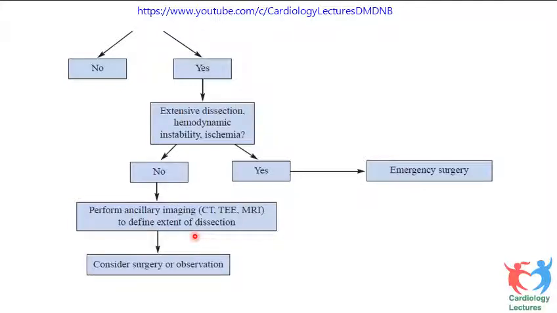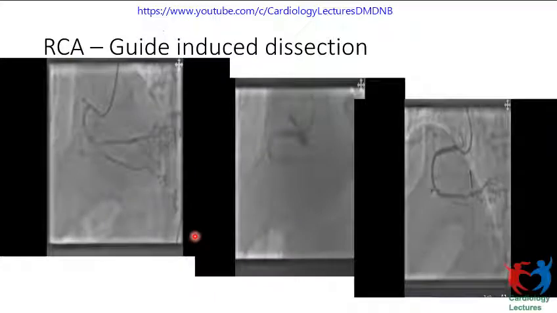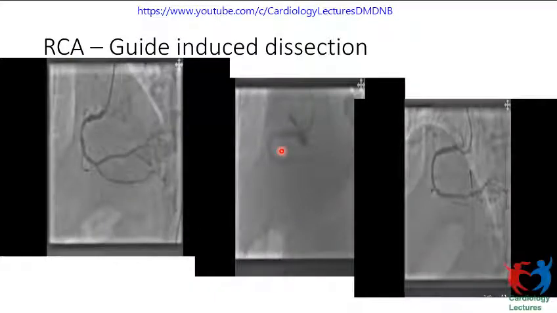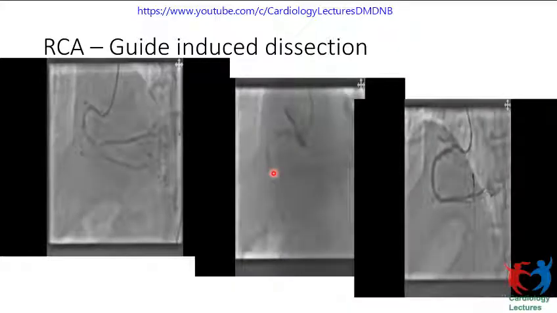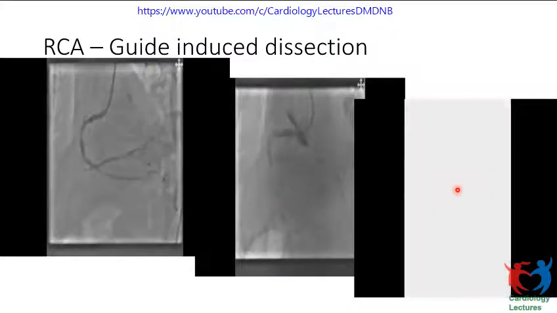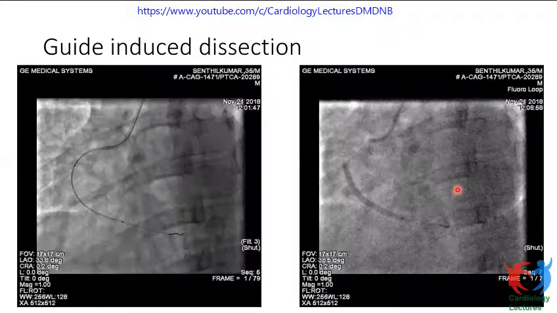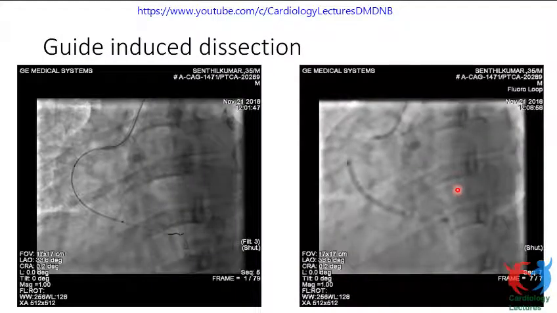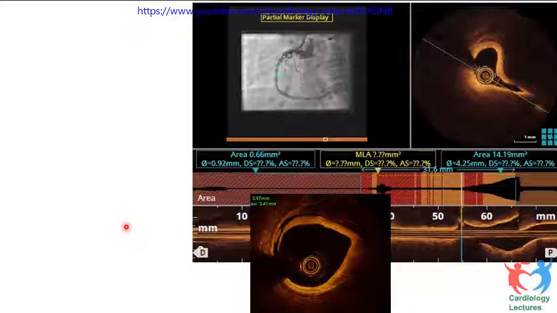We tried to treat it with an Amplatzer guide there. Once the Amplatzer guide was put there, this patient tended to have a significant dissection there. But luckily, the wire could be passed and then the patient was stented and he has recovered there. And look at this patient. He had a borderline to significant lesion in the mid RCA.